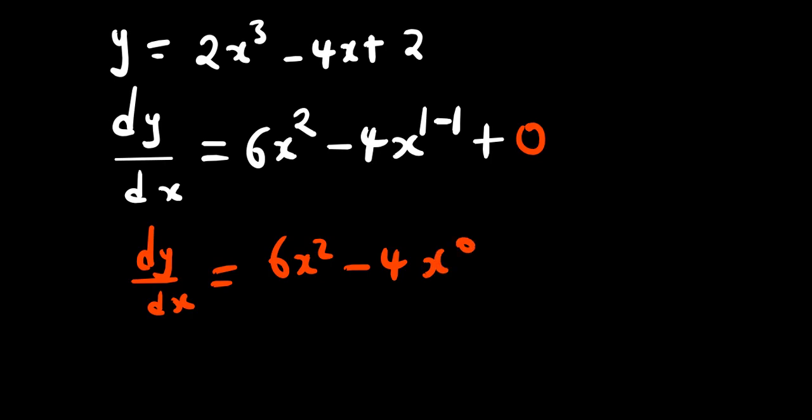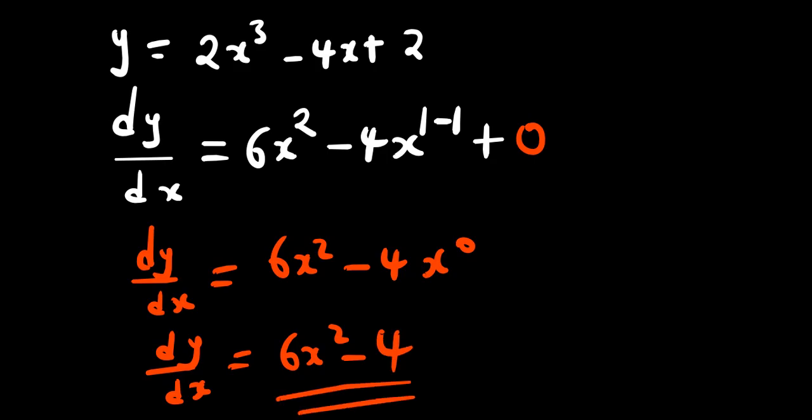Okay, therefore now our dy/dx will be equal to 6x squared minus, you know that any number to the power 0 is 1, so 1 multiplied by 4 will just be a 4. This will be our answer. So that is very, very important for you to know.